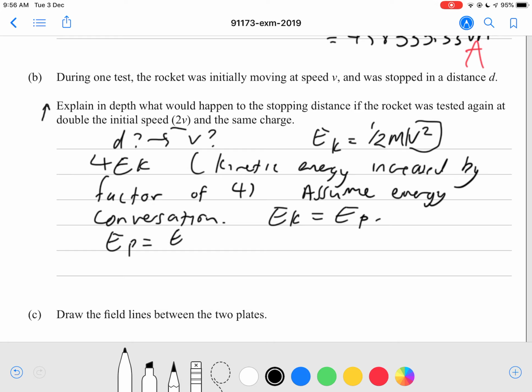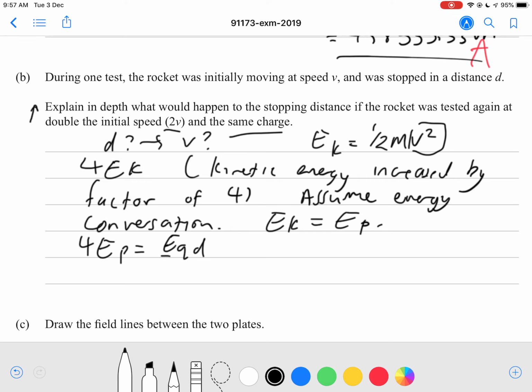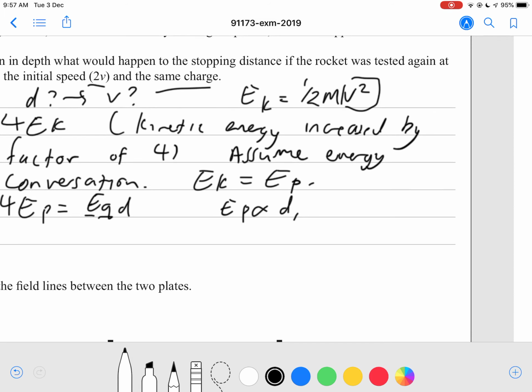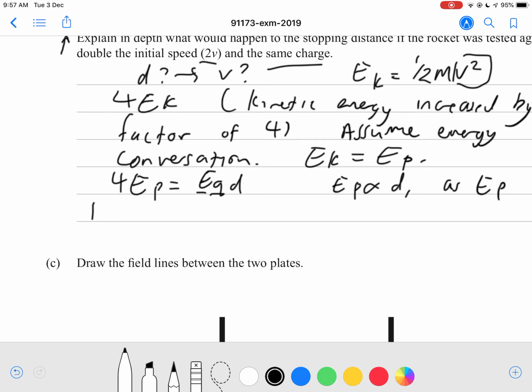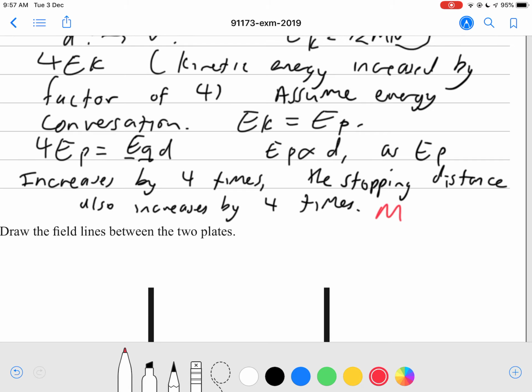So we know that EP equals EQD. We know that the charge of the rocket stays the same, and of course the electric field strength will remain the same. So we know that the EP is increased by 4 times. The electric field strength stays the same and charge stays the same. So therefore EP is proportional to D. Hence, as EP increases by 4 times, the stopping distance also increases by 4 times. And getting up to here, I think, should be a merit grade.